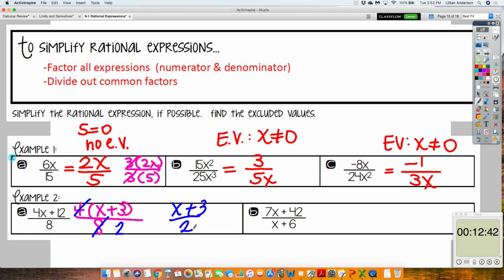And then there's no constraints. There's no excluded values because we have a number in the denominator. Okay? Questions?